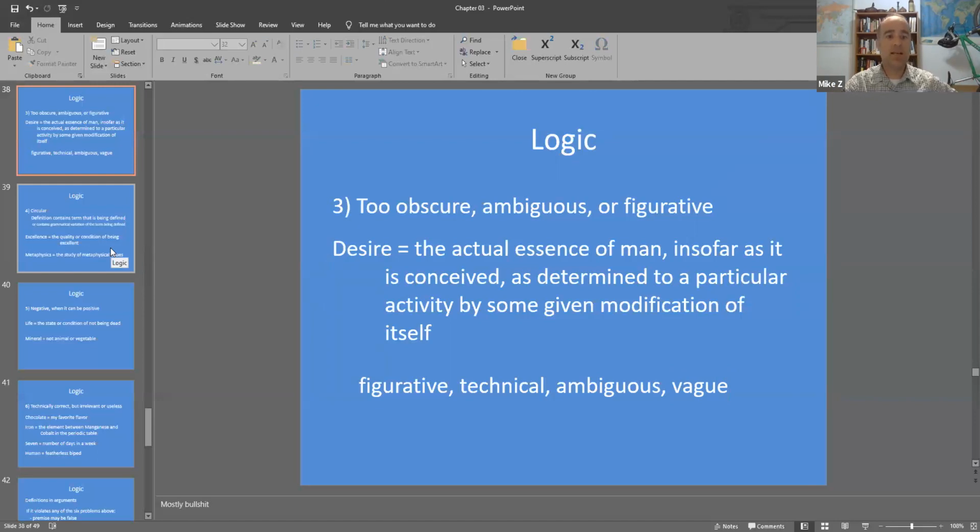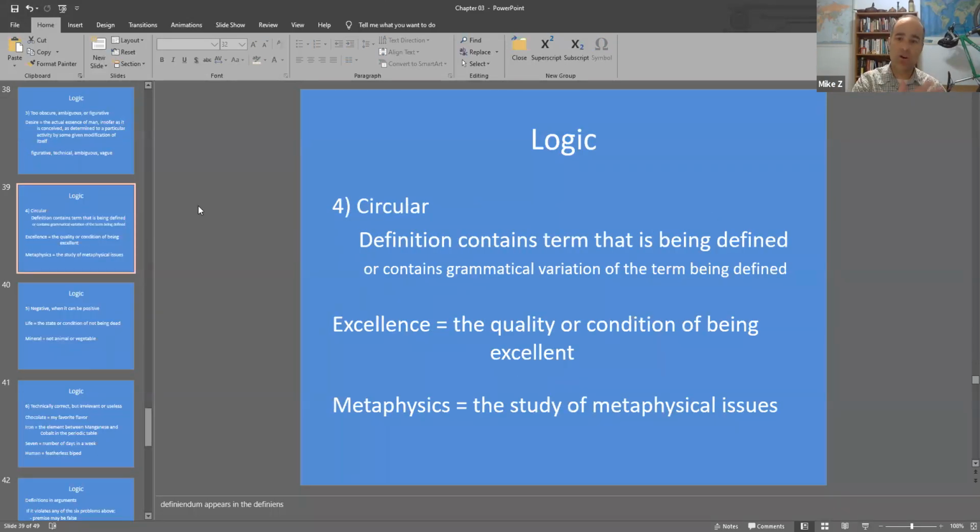Okay, moving on. So another category of how definitions can go wrong, and this is one you've probably seen before: a definition could be circular. A definition is circular when the definition includes the term that's being defined or some grammatical variant of the term that's being defined. So here's one that I like. Some of you might know where this circular definition is coming from. Excellence is defined as the quality or condition of being excellent.